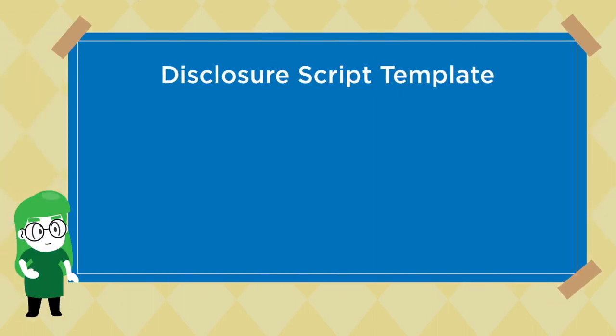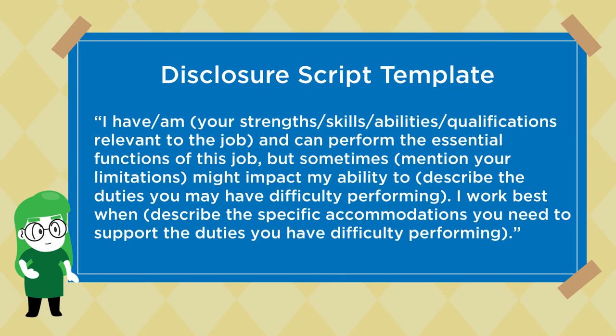Here's a template for your script. I have slash am, your strengths, skills, abilities, qualifications relevant to the job, and can perform the essential functions of this job, but sometimes, mention your limitations, may impact my ability to, describe the duties you may have difficulty performing. I work best when, describe the specific accommodations you need to support the duties you have difficulty performing. This template is just the starting point. You can change it to fit your needs.